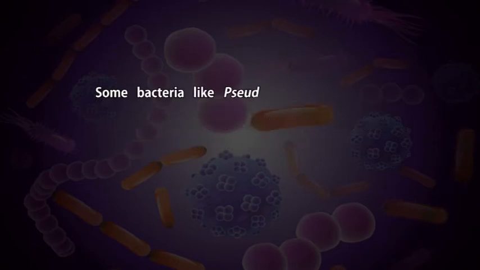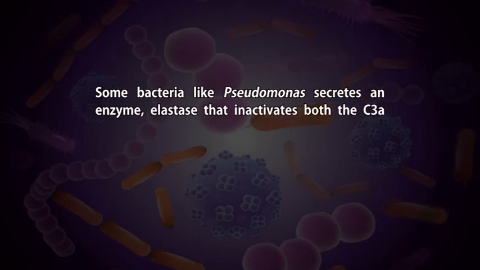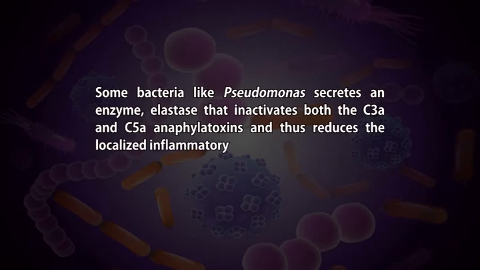Some bacteria like Pseudomonas secrete an enzyme, elastase, that inactivates both the C3a and C5a anaphylatoxins and thus reduces the localized inflammatory reaction.